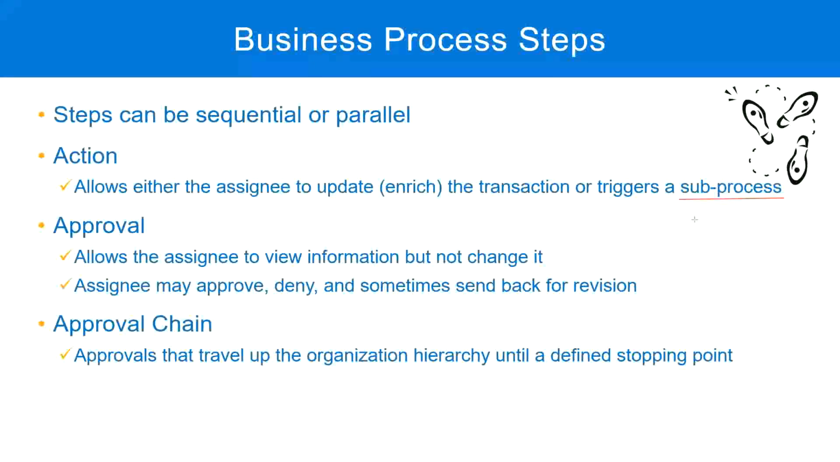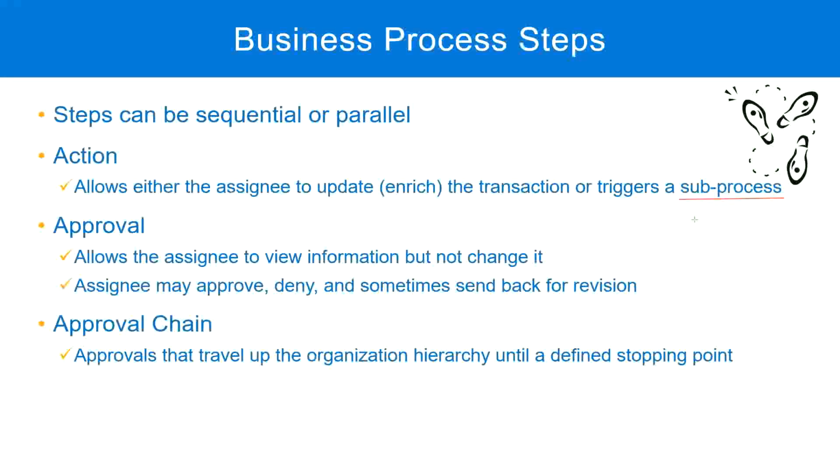So whoever has the approval task can basically do 3 things. They can approve, they can deny, or they can send back for revision. But they cannot change the data. That's the underlying thing. They cannot change the data and approve. Right, we all understand that, we all agree to that.